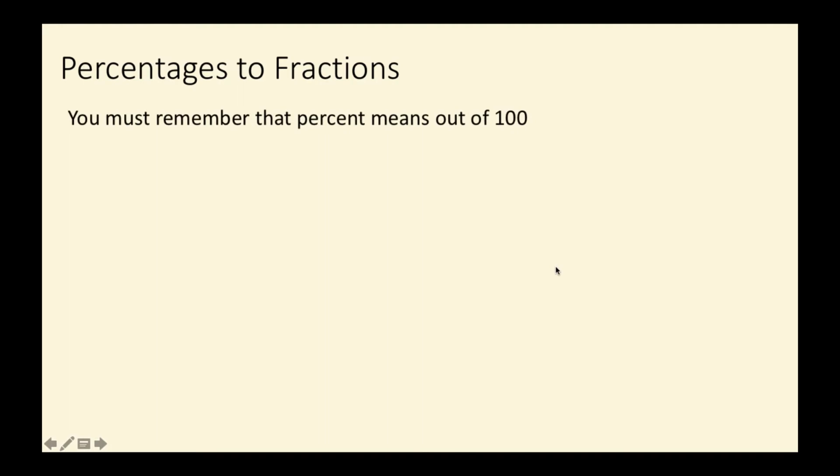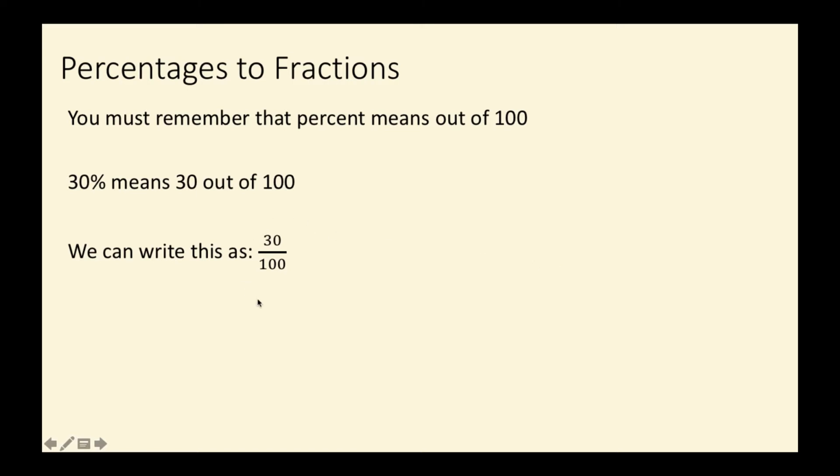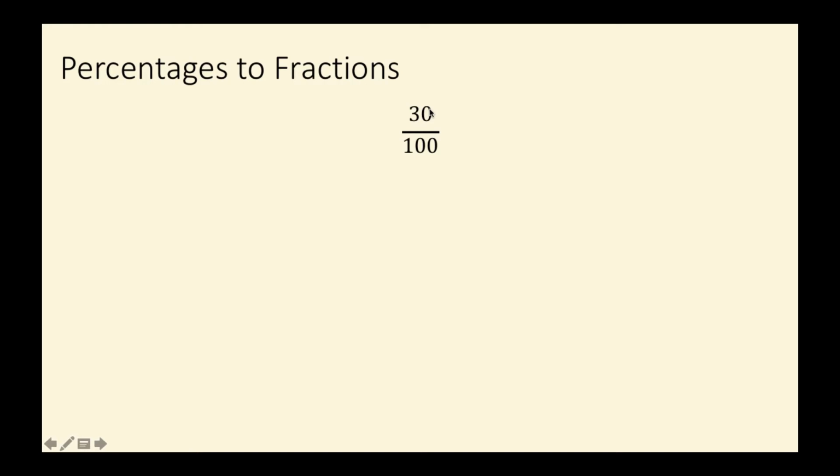Okay, let's look at another one. So 30% then. 30% means 30 out of 100. So I can just write it like that. Again, these both end in 0, so let's cancel that down. If these both end in 0, you must remember that we can divide by 10, and that means we just get rid of the 0 on the end there and the 0 on the end there. So 3/10, we can't go any lower. So 30% as a fraction is 3/10.